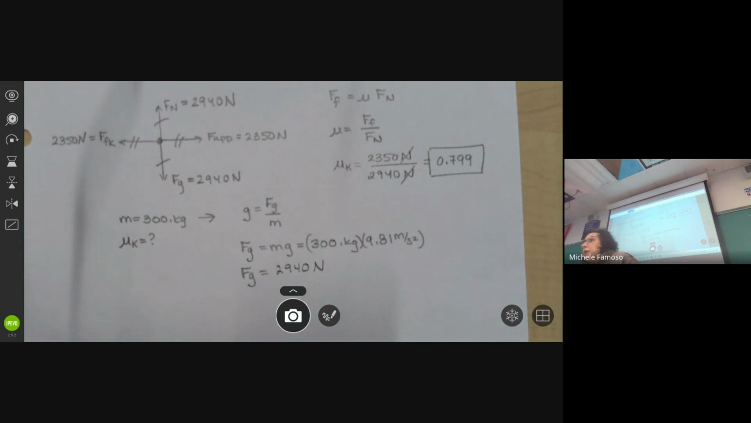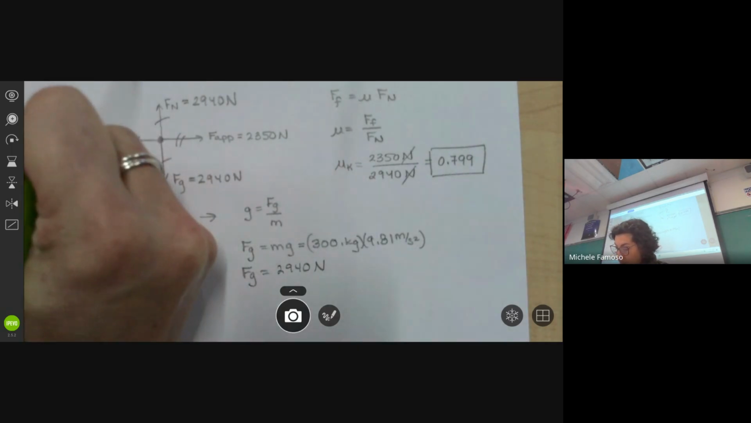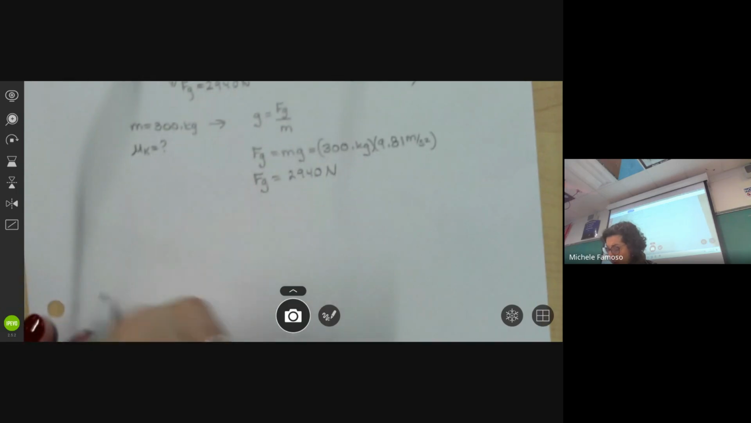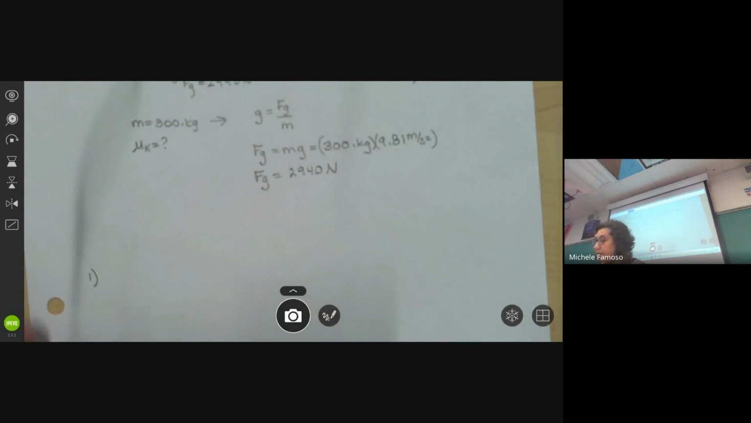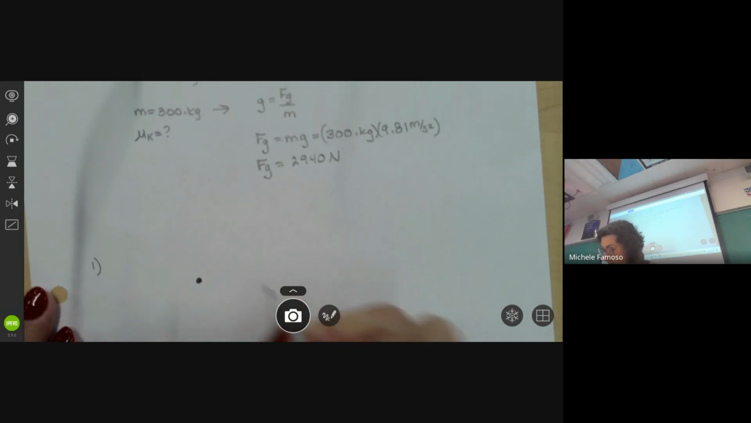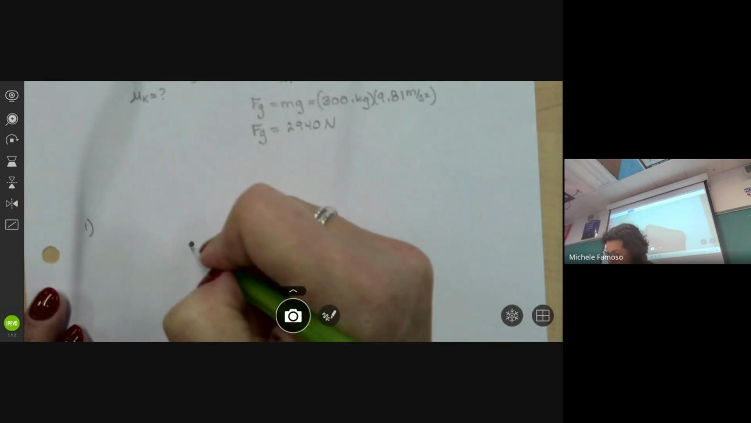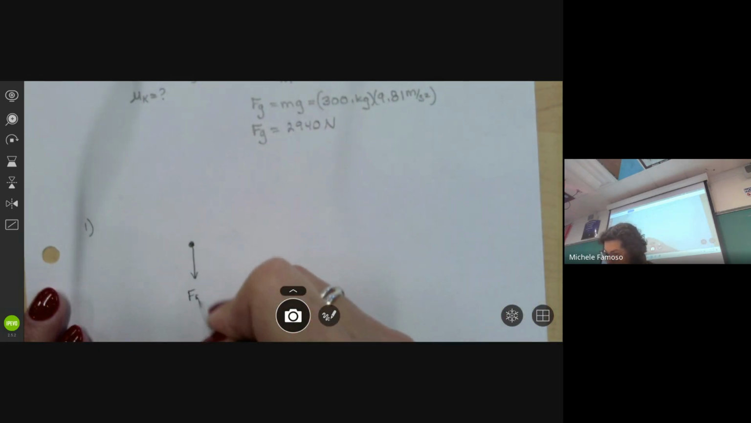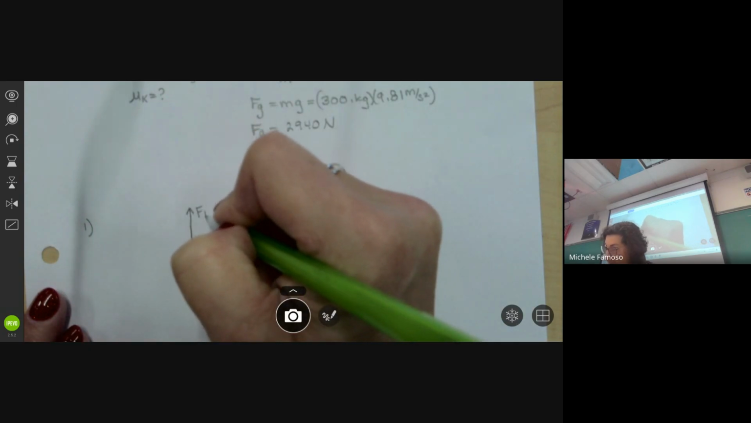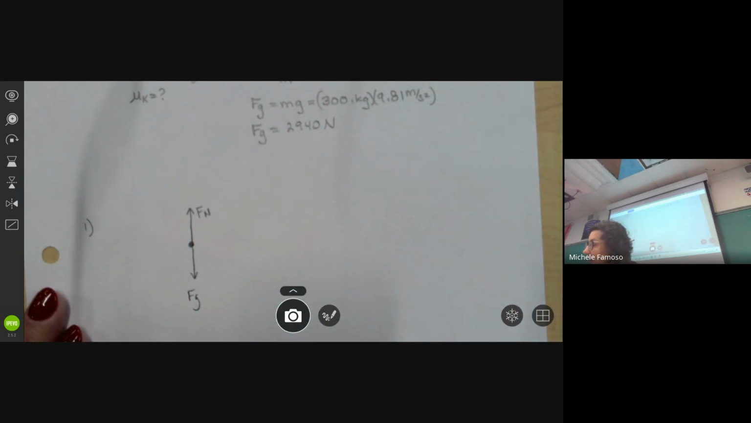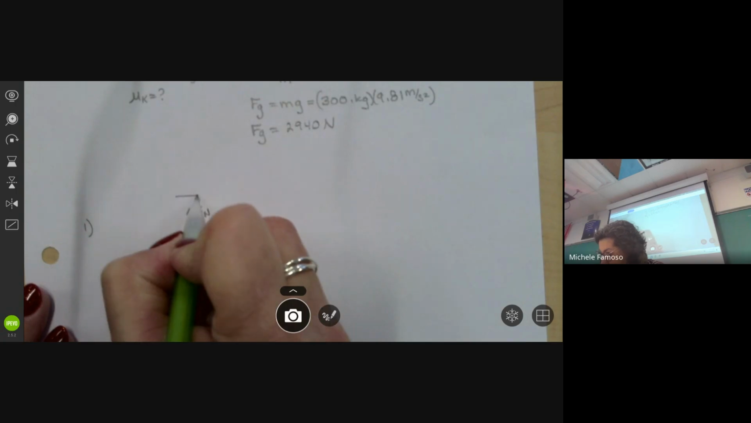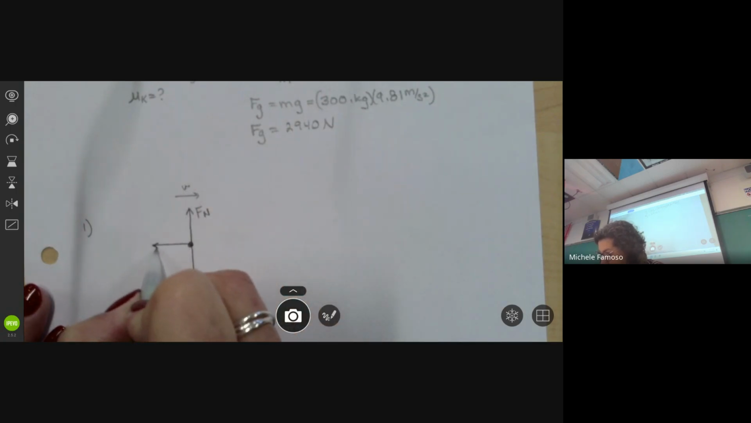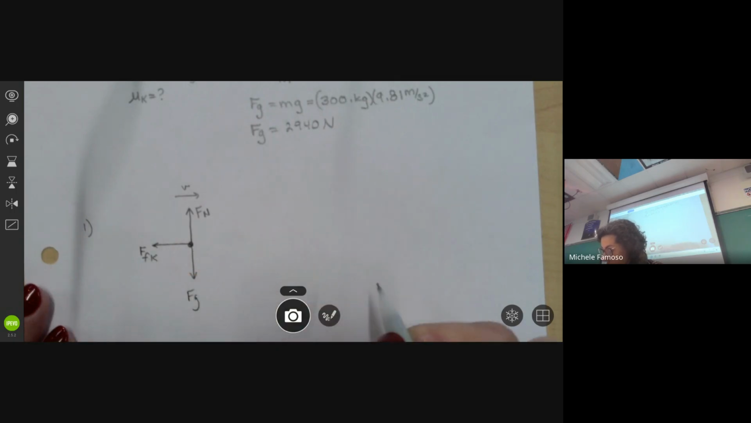Okay. Anything else? Khalees? Yep. So in number 1, it tells us that we have this crate sliding across the floor. So let me start with a free body diagram of the crate. There is the crate. I know its weight is pulling it down. The floor is going to push it back up. And it doesn't tell us whether we're pushing on it or not. So let's just say it's moving this way, which means the force of kinetic friction would be this way.